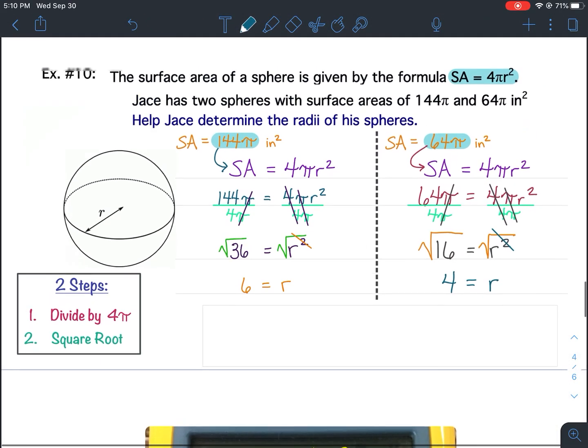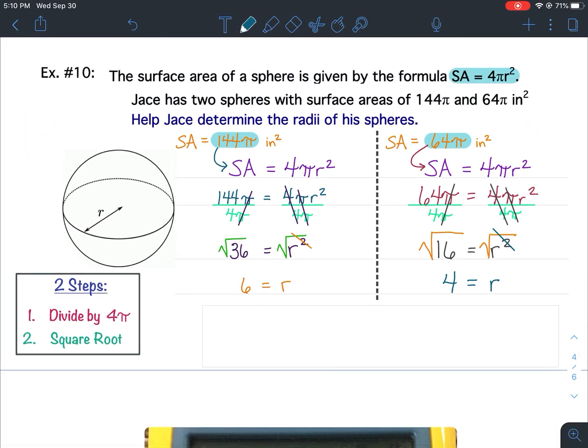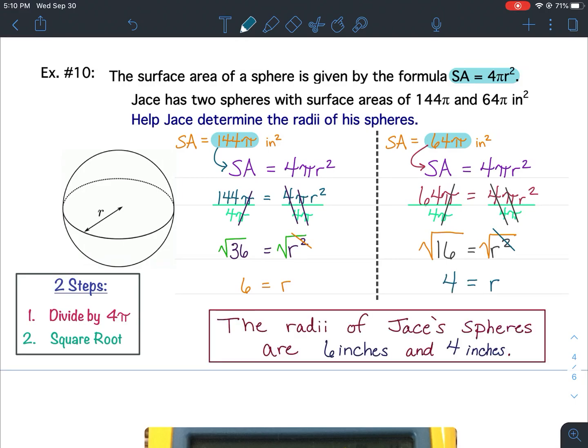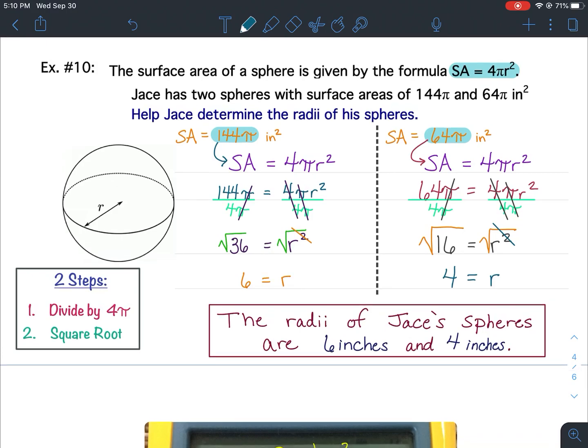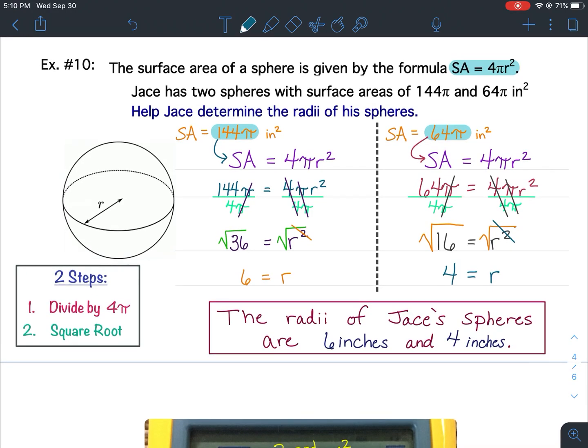All right, now this was a word problem, so we need to answer it using words. It says, help Jace determine the radii of his spheres. So, the radii of Jace's spheres are 6 inches and 4 inches. Again, the radii of Jace's spheres are 6 inches and 4 inches. All right, that is it for example number 10. If you have any questions, let me know.